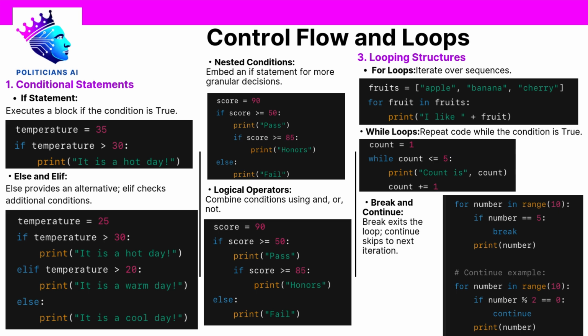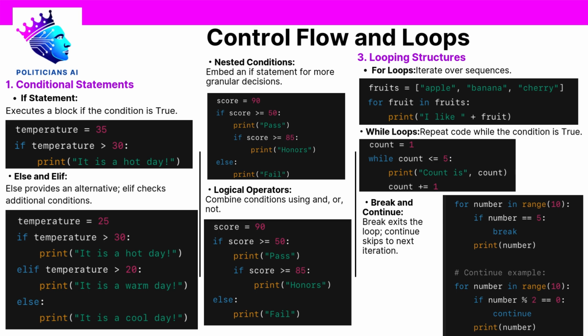In Python, the if statement is the basic building block for decision-making. When you write an if statement, you provide a condition that Python evaluates. If the condition is true, the block of code that is indented under the if statement is executed. If not, the program simply skips that block.